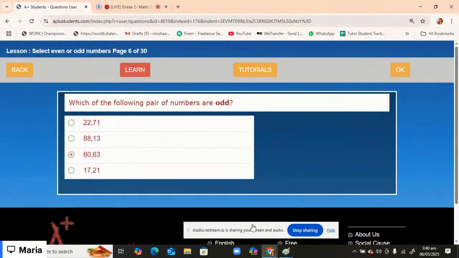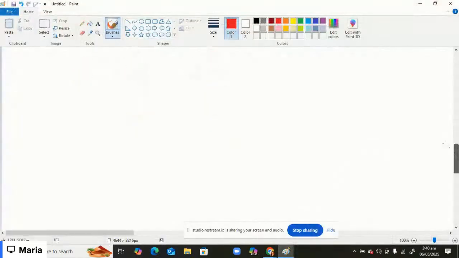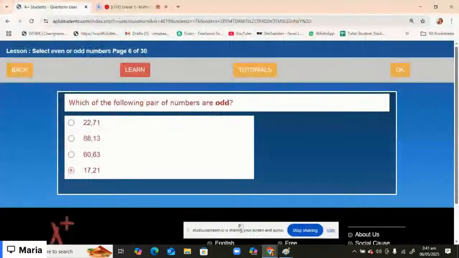Let's see the last option, 17 and 21. So 7 is in the end, it is odd. 1 is in the end, it means that it is odd. Now both the numbers are odd here. Here we're finding it out. That is the last option. Okay.